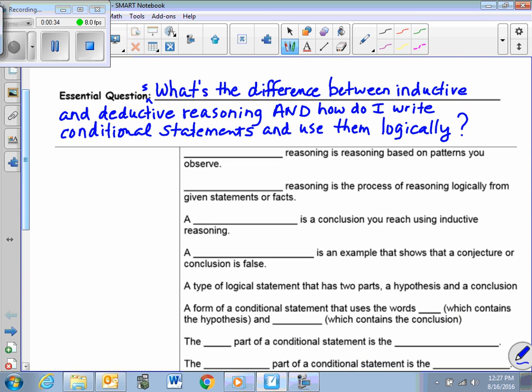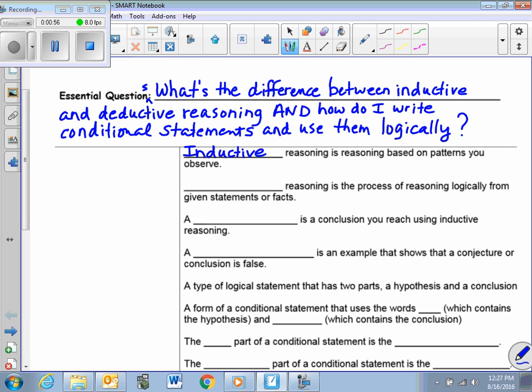What kind of reasoning is based on patterns? That would be inductive reasoning. If you observe a pattern and then you make a conclusion or a conjecture, as we call it in inductive reasoning, then you've used inductive reasoning if you base your conclusion on a pattern.